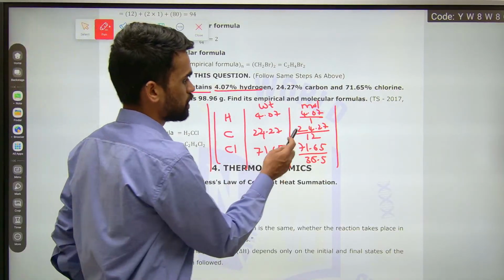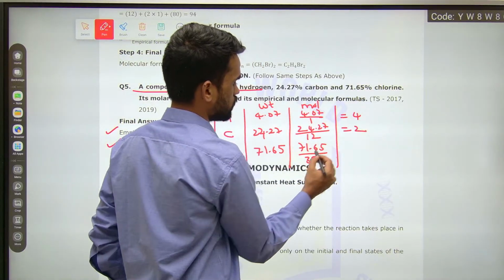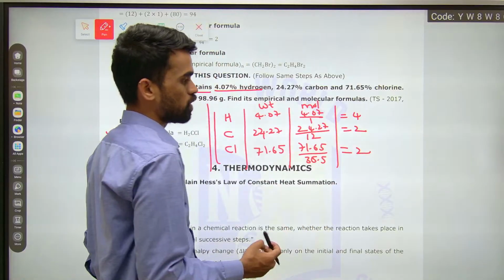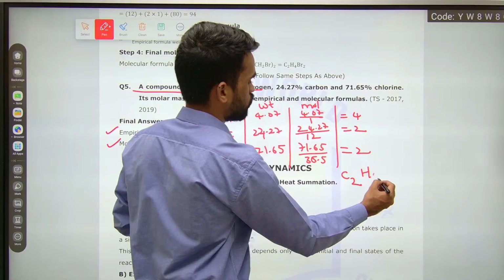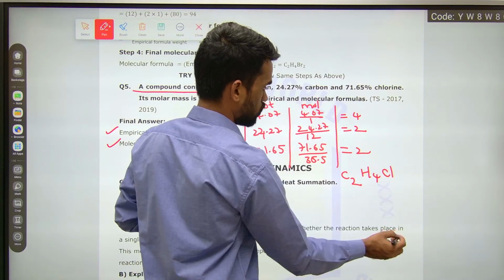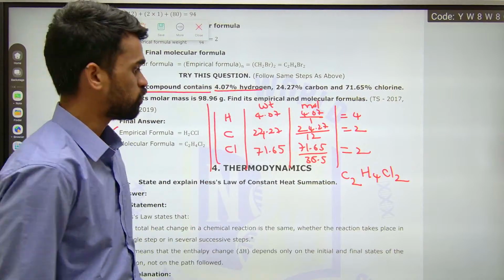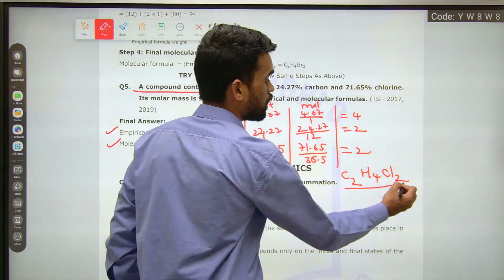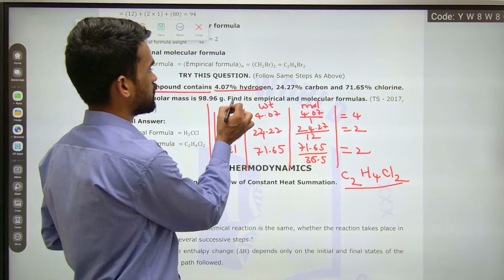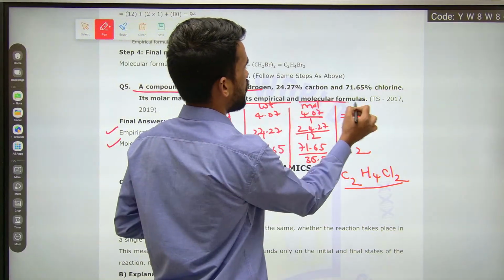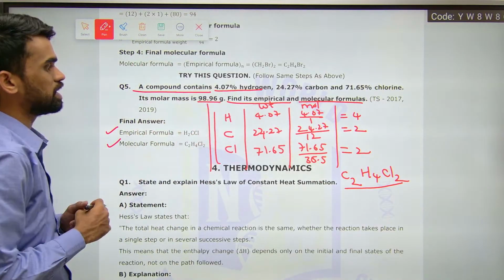Just simplify this. You are going to get around 4 for hydrogen, around 2 for carbon, and around 2 for chlorine. So what we got is C2H4Cl2, with 2 carbons, 4 hydrogens and 2 chlorines. This is the empirical formula. Let us check whether its molecular formula is the same or not, because they are saying find its empirical formula and molecular formula, and they mentioned the molar mass is 98.62.